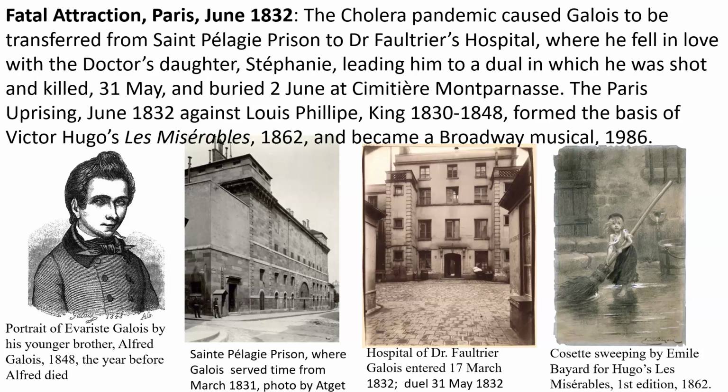And he accepted the duel. People told him, don't do it. But he went ahead with it. And that wasn't that uncommon. You know, Dumas spent time at Saint-Pélagie. He was in a duel. But unfortunately, Galois was shot and killed in the duel. And that was on the last day of May of 1832. And by the 2nd of June, he had been buried in the Cimetière Montparnasse.